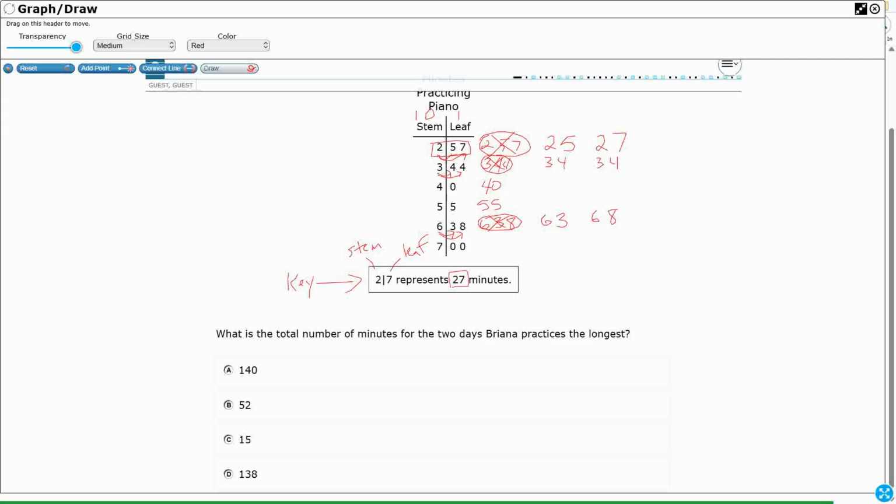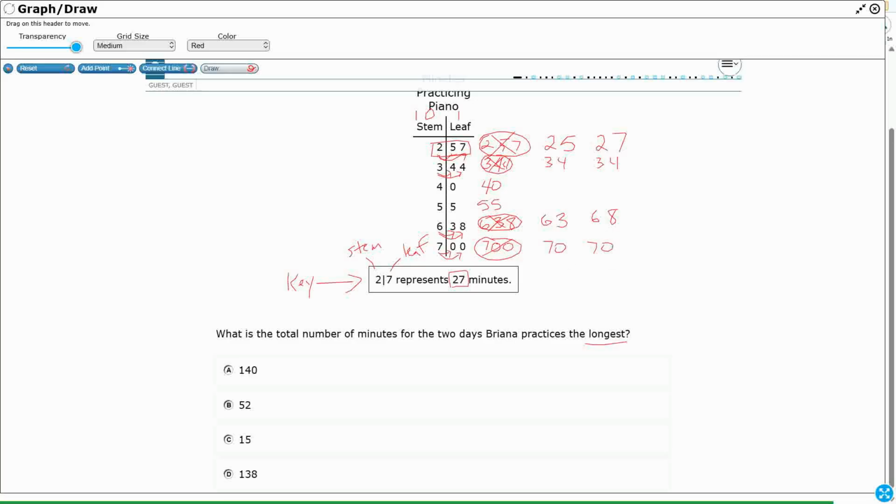Now, this is what we're going to need here, because we're looking for the 2 days that Brianna practices the longest. I'm surprised that 700 is not an answer choice here, because I think this would probably be an incorrect choice that students will probably want to select. But that's not 700. Those are the two zeros, which means they're two separate numbers. We separate them out. 7 with a 0, 7 with a 0, 70.